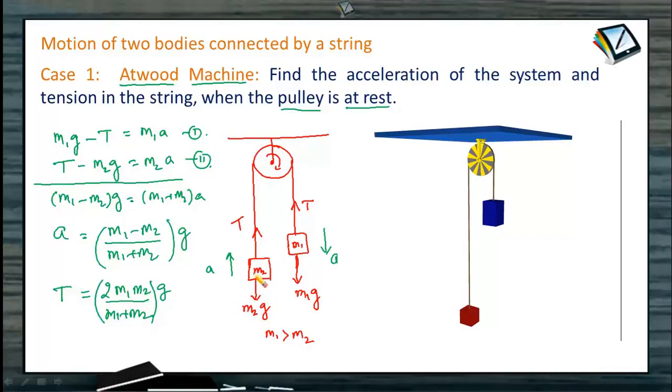Acceleration of both mass m1 m2 is same because the string is inextensible, flexible. So see here also in this case, this body is going to move down, and as well as this body is going to move up. We can again see how the two bodies are in motion. So I think you have followed this Atwood machine where the acceleration of the system and tension in the string we have calculated when this pulley system is at rest.